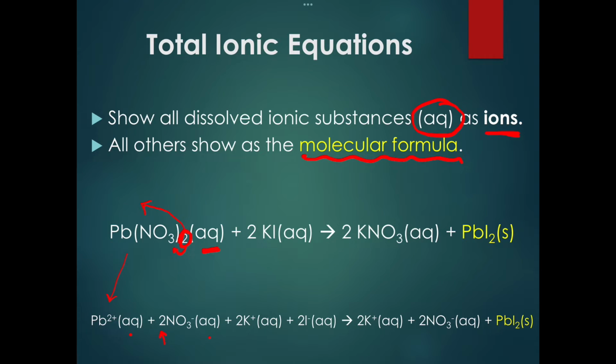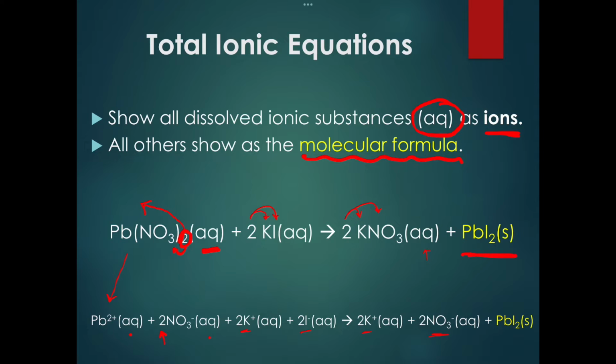All right, now we're going to split apart potassium iodide. So it's going to split into potassium and iodide, but this 2 out front is going to distribute to both of them. So we're going to get 2 potassiums and 2 iodides. Now we're also going to split apart potassium nitrate because it's also aqueous. It also has a 2 in the front, so that's going to give us 2 potassiums and 2 nitrates. Again, both of those substances are going to be aqueous because this was aqueous. That's why we're splitting it apart.